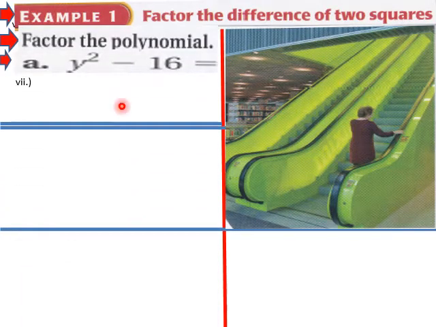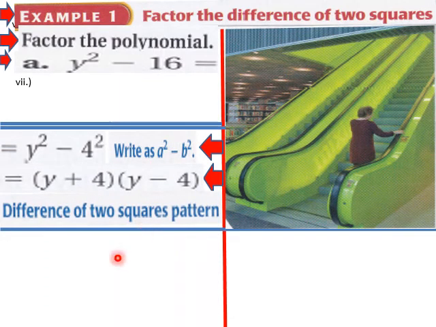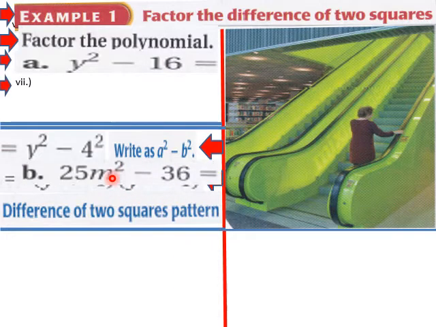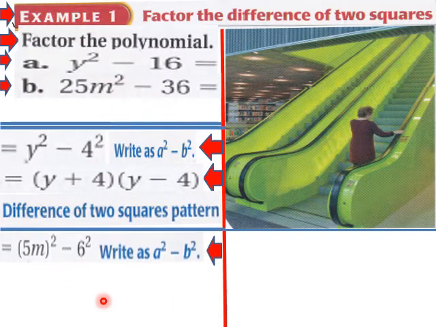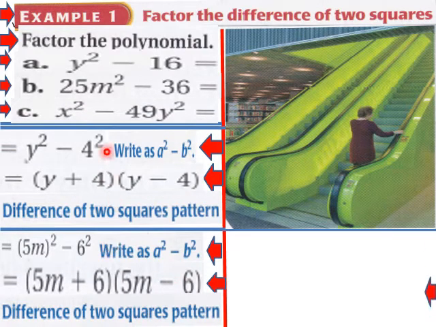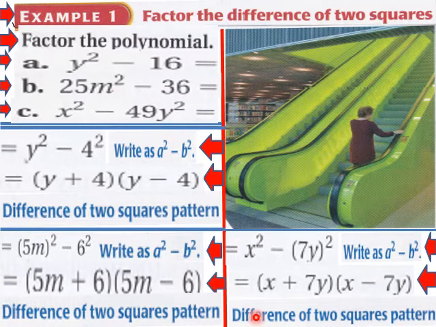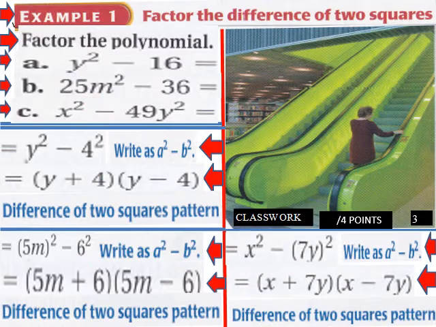Factor the difference of two squares, factor the polynomial. We have a difference here of two squares. So write as a squared minus b squared, and then we just plug in our values. Difference of two squares pattern for this one. Then for b, again, we have two perfect squares. We just write as a squared minus b squared, plug in, and there is our factoring for that one. Same thing here, perfect squares. And then we just plug in x plus 7y, x minus 7y for factoring c.